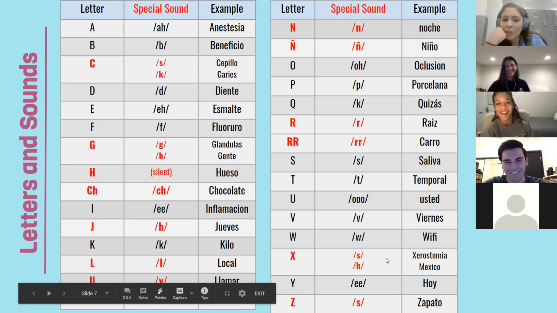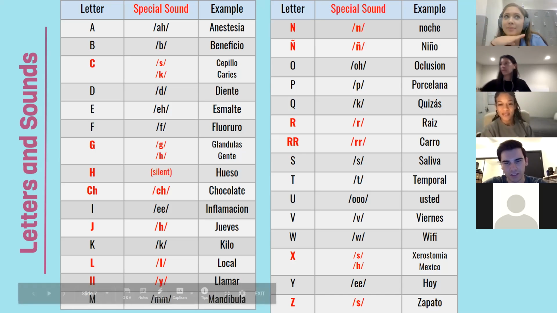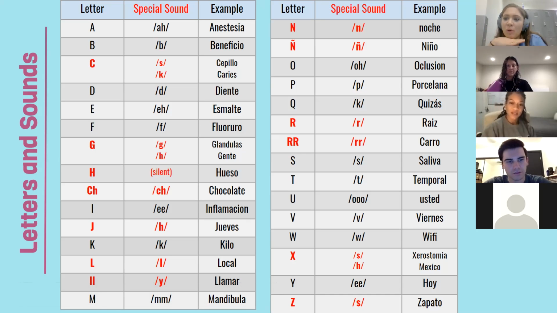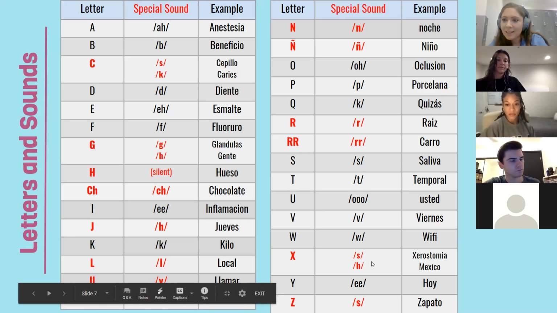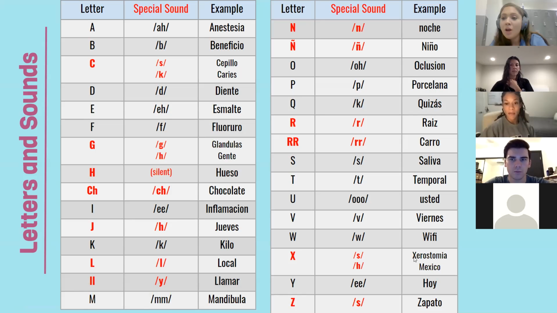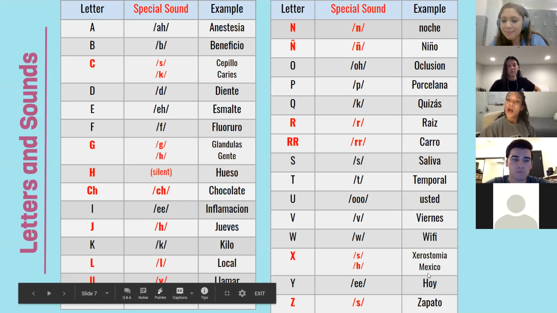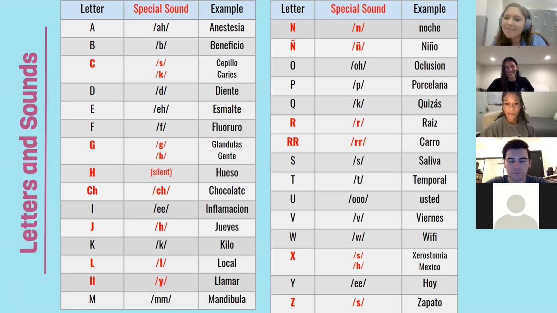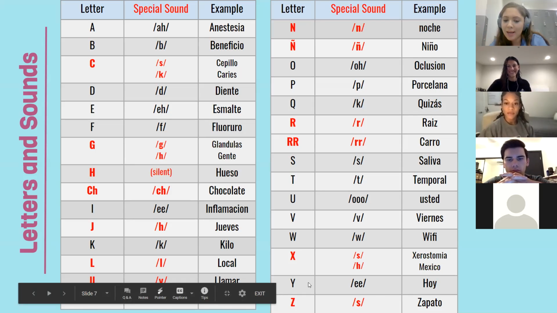Then X is one of those that just depends on the word. There's not a specific rule to know when it sounds like an S versus when it sounds like an H. Those are learned by practicing. But the main thing you need to know for dentistry is xerostomia. Xerostomia, which is when you have low levels of saliva, and México. México, which is the place. Those are the two you need to know. You don't need to know the other cases. Then for the Y, remember it sounds the same as the I. So what will be the sound?